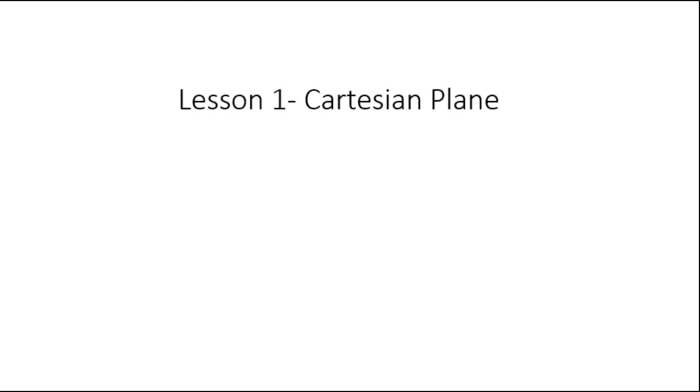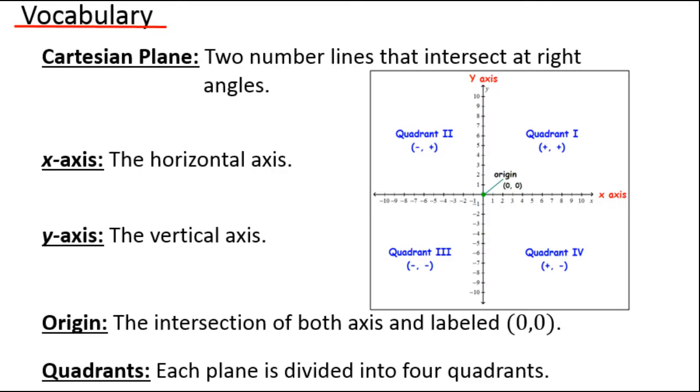So we started our unit with lesson 1, the Cartesian plane. In the Cartesian plane, we just went over some vocabulary. We went over what the Cartesian plane was. It was two number lines that intersect at a right angle. Our Cartesian plane is also known as our coordinate plane.